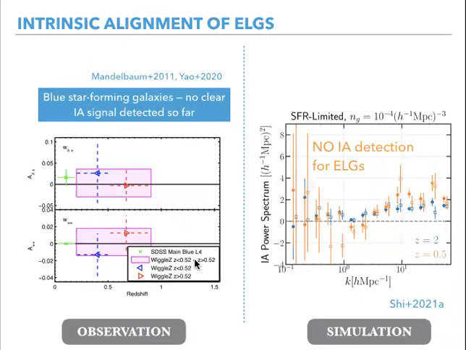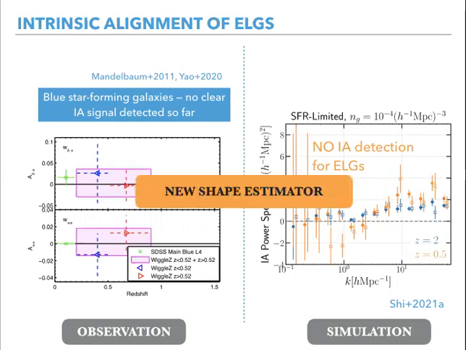However, as I showed previously, in both observation and simulation, we don't see a clear intrinsic alignment signal for those emission line galaxies. But we know from simulation that the dark matter halos that host those emission line galaxies have a clear intrinsic alignment signal. It seems that there is a way to extract the intrinsic alignment signal of emission line galaxies. It's just that we need a new shape estimator.